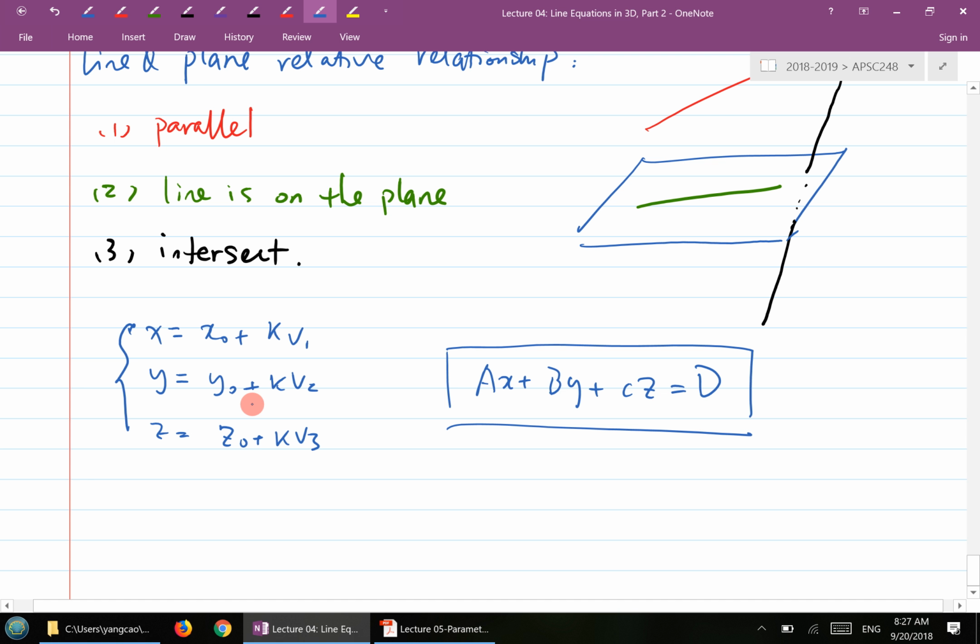Because you're thinking in that direction, basically, let's check whether it intersects or not. If it intersects, then naturally it's not parallel or on the plane. So how do we do that, checking the intersection without transforming this into a parametric equation?